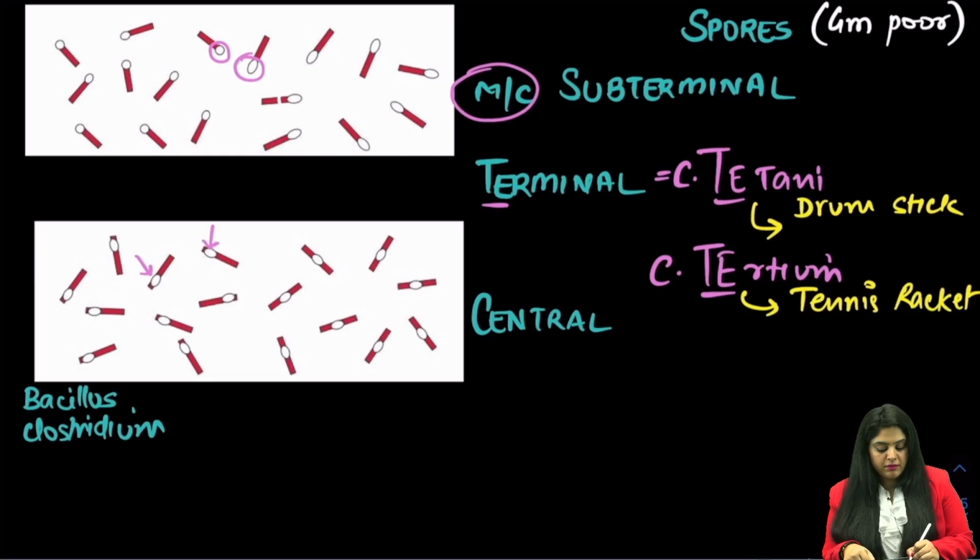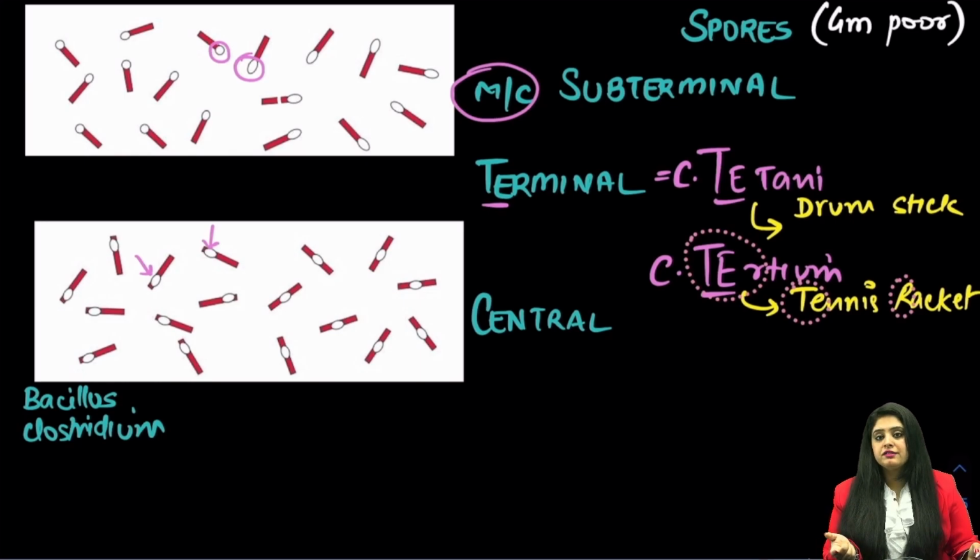Now again in the exam students forget which is the tennis racket and which is the drumstick. So look, God has given the name only as such, TER. TER will tell me that yes, that is the tennis racket appearance, and Clostridium tetani is the drumstick appearance.